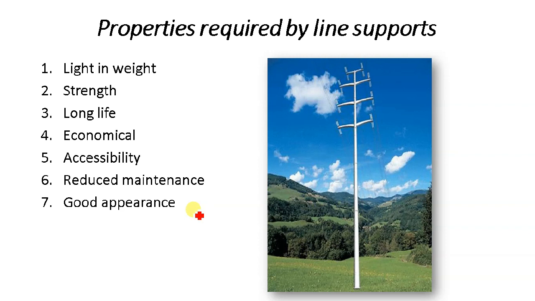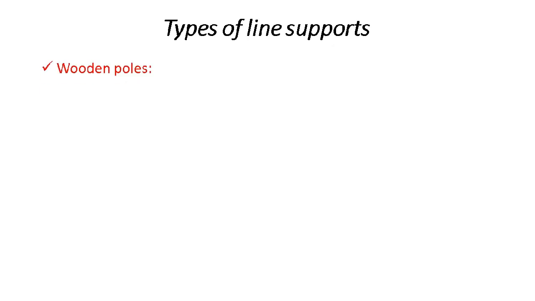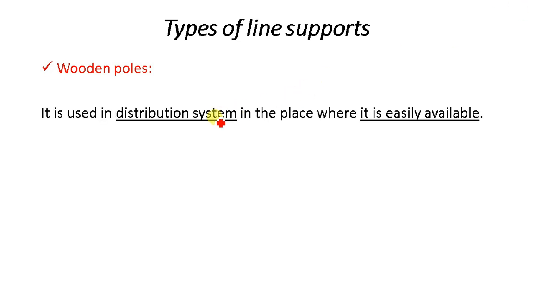Now let us discuss the next thing. Let us first discuss the wooden type of pole. These poles are generally used in distribution systems, and they are very easily available, because if wood is not available, the cost of transportation will increase. So where easy accessibility is possible, we can use wooden poles in the distribution system. Now the usage of this kind of pole is going to be very limited due to the cost of wood.